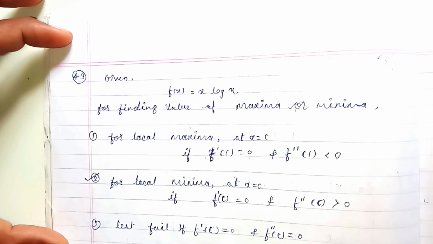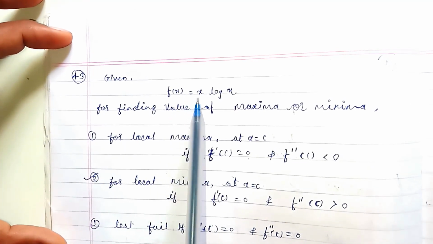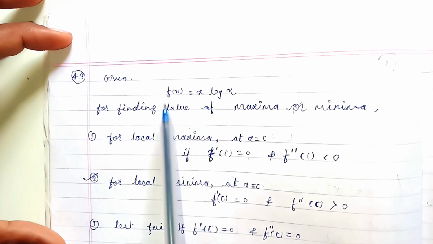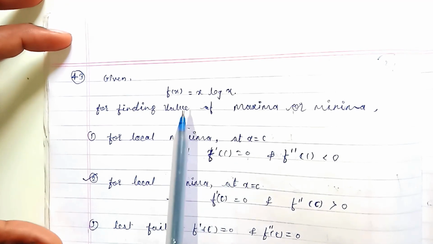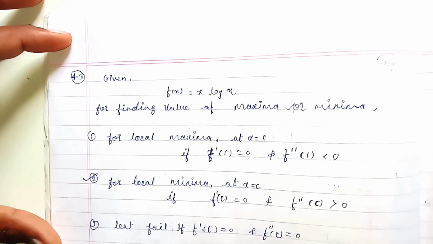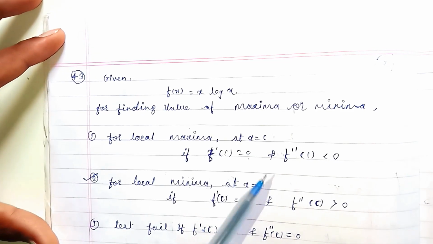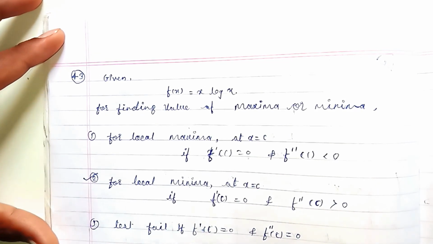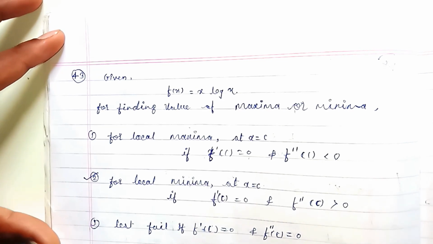So here in our question number 43, we are given the function x multiplied by log x. For finding the value of minima and maxima, we need to know one or two standard results only, which is quite easy. For finding the value of maxima and minima, we just use the differentiation of our function at some constant point.